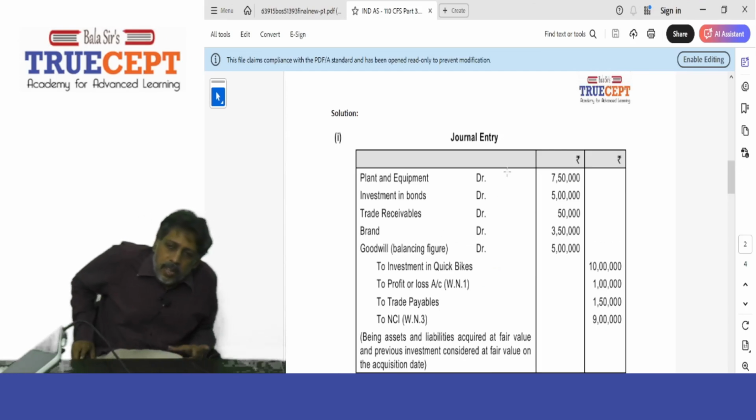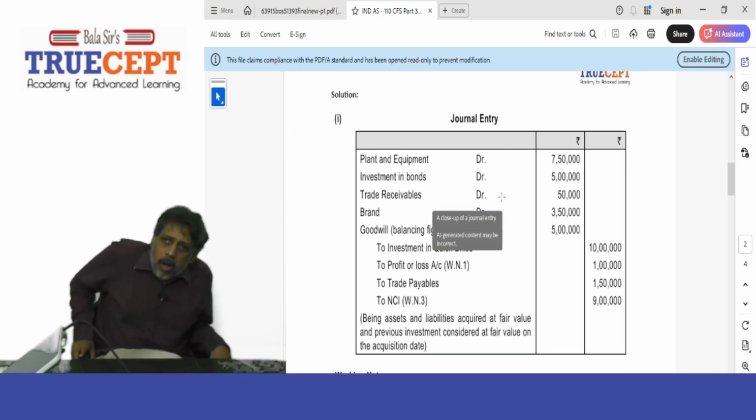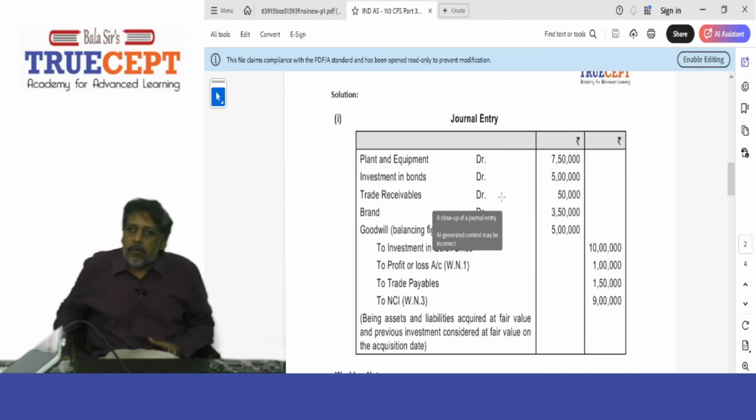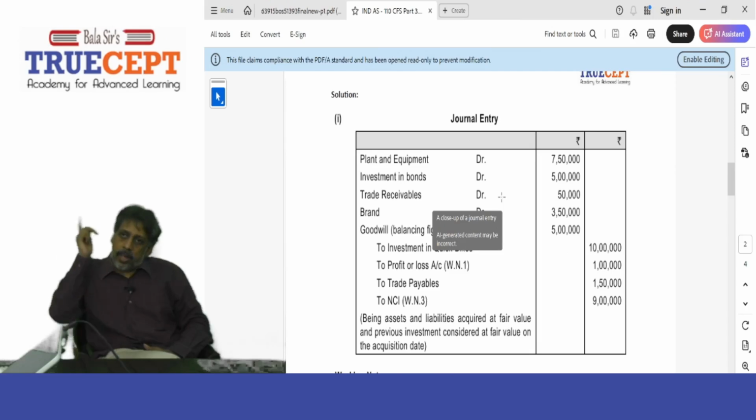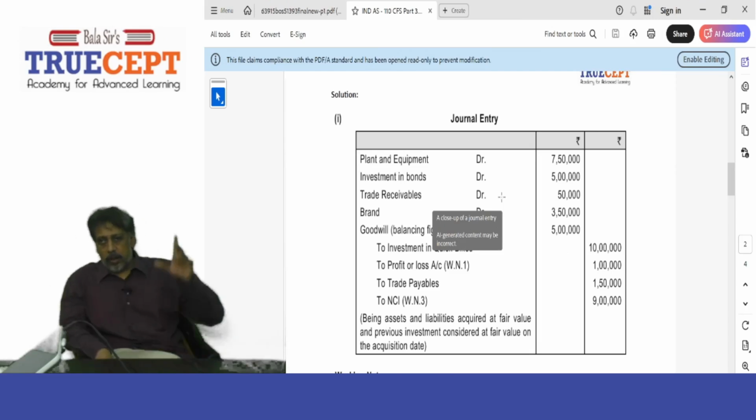But here there is a slight difference in the entry when you credit, because I already have rupees 10 lakh investment in my balance sheet. Yes or no? Yes. I'm not recording an entry for the cash payment to you people. Got it? I already have investment in my books. Now just see the journal.